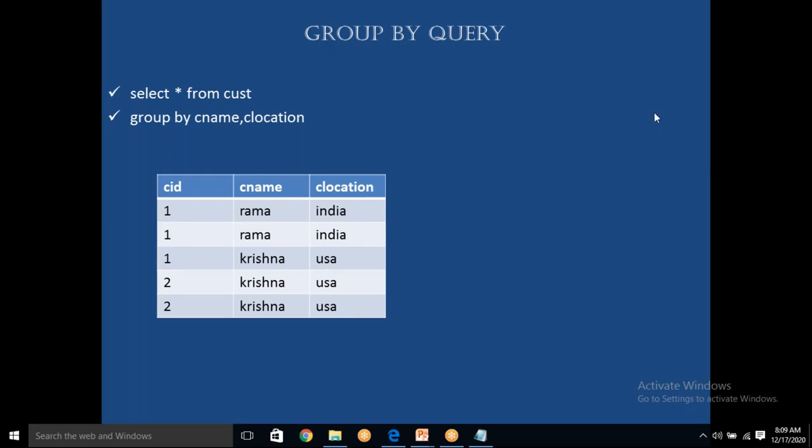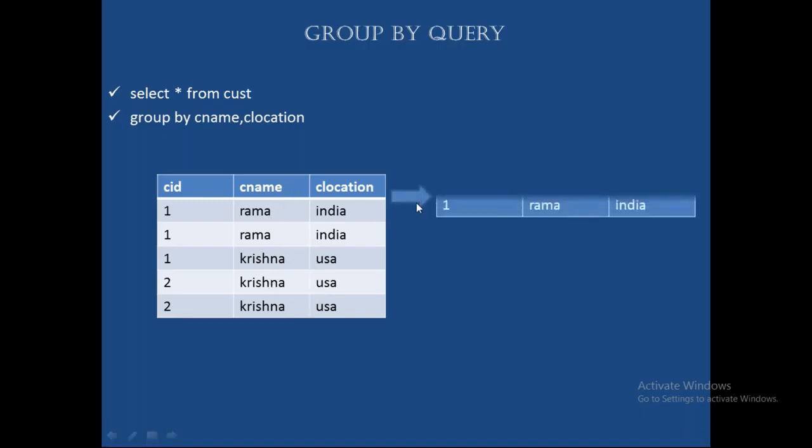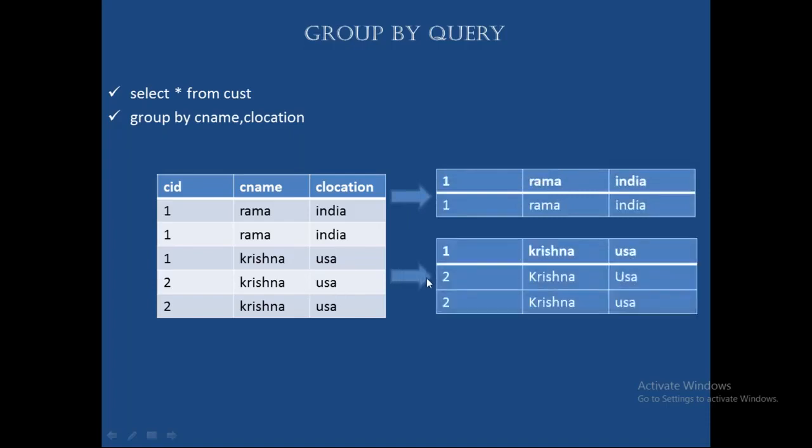Krishna will come. Please understand group by C name, C location. Wherever you have C name and C location matching, those will come under one group. Now if you look at C name, C location, Rama India, these two are matching, but these three are the same, right? So the first two records will go as one group. The next three records will go as a second group.